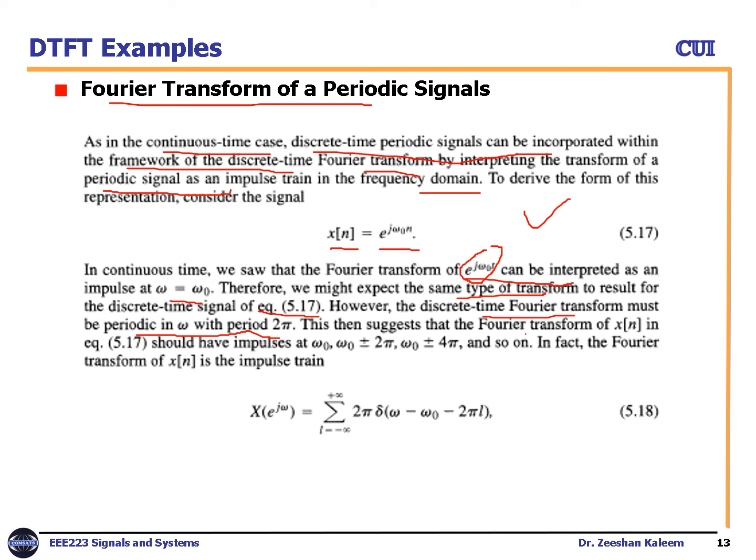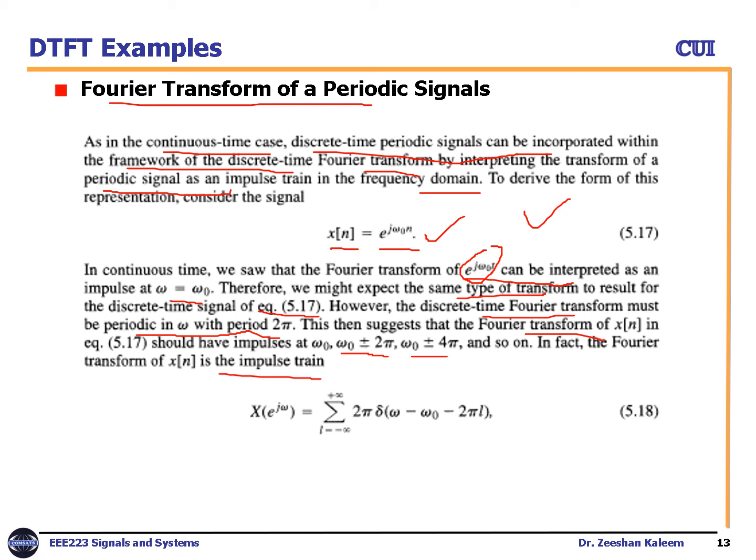So this suggests that the Fourier transform of this equation should have impulses not only at omega naught but at multiple points, like omega naught plus or minus 2 pi, omega naught plus or minus 4 pi, and so on. So in fact, the Fourier transform is an impulse train. Rather than only one impulse, the Fourier transform of a periodic signal is an impulse train.